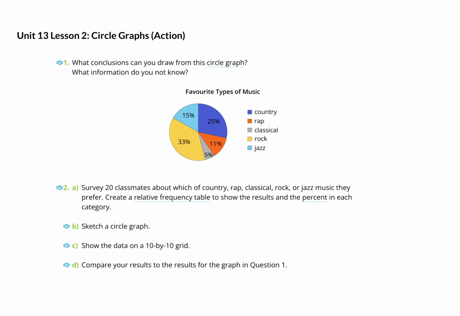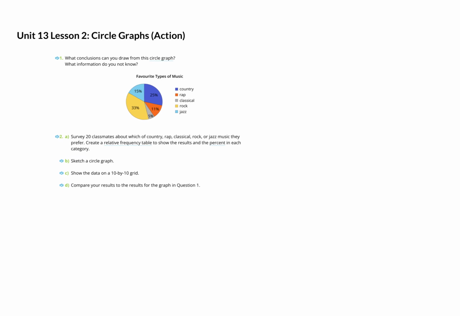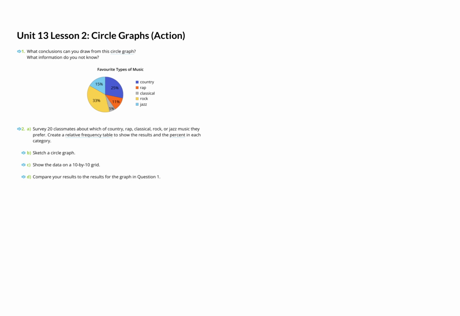Okay, I'm going to make this a little smaller, and put it off to the side to have some space to work. The largest wedge of this circle graph is the yellow, 33%, and that's rock. So rock is people's favorite. I'm going to put number 1 here and put some observations. So rock is the favorite.